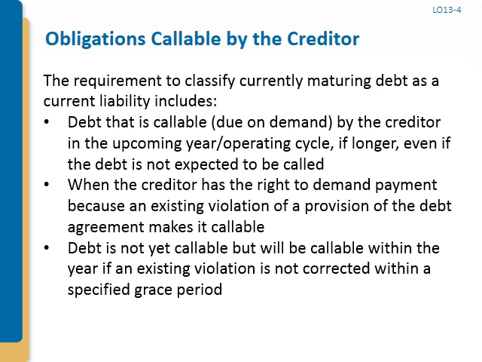Say working capital has fallen below a minimum covenant specified in the debt agreement. This also includes situations in which debt is not yet callable but will be callable within the year if an existing violation is not corrected within a specified grace period, unless it's probable the violation will be corrected within the grace period or waived by the creditor.